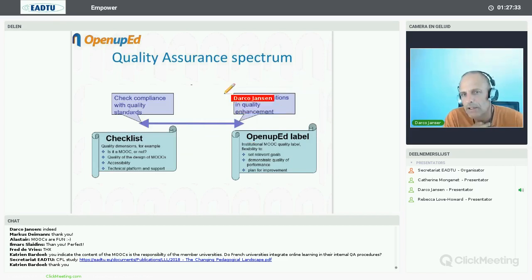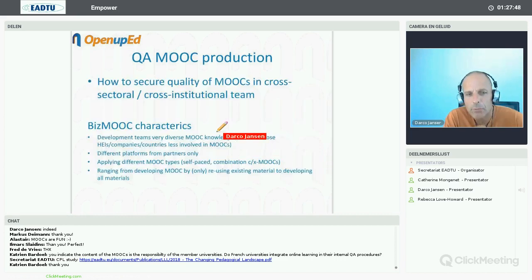On the other hand, the OpenupEd label and also the quality chart of FUN is also focusing on the responsibility of the institution and the quality processes in place at an institutional level. But the main question I want to address is how to do this in cross-sectoral and cross-institutional teams. So you don't have one university responsible for developing a MOOC. Moreover, it's not only universities working together, but also companies involved in the team.